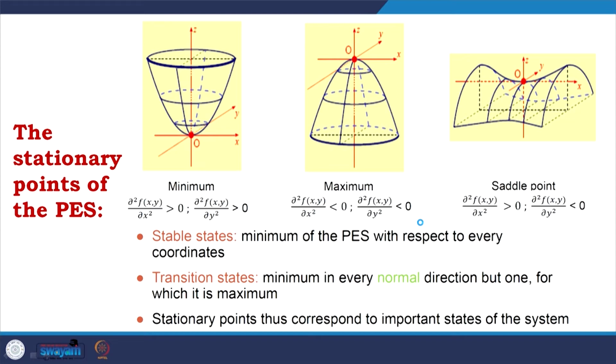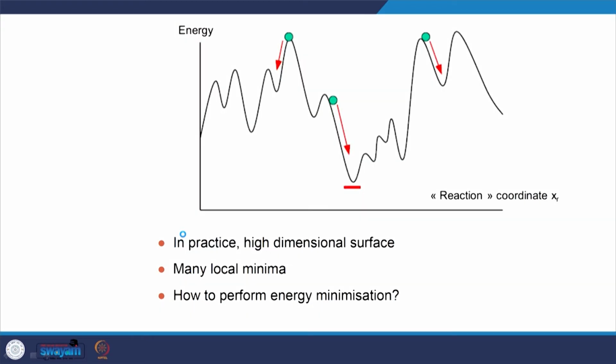If you see, for a minimum, d2f/dx2 is greater than 0 and d2f/dy2 is greater than 0. For a maximum, d2f/dx2 is less than 0 and d2f/dy2 is less than 0. For a saddle point, d2f/dx2 is greater than 0 but d2f/dy2 is less than 0. So, by this double derivative we can identify the maxima, minima and the saddle point, which is the transition point.